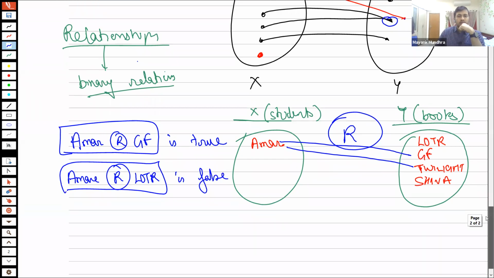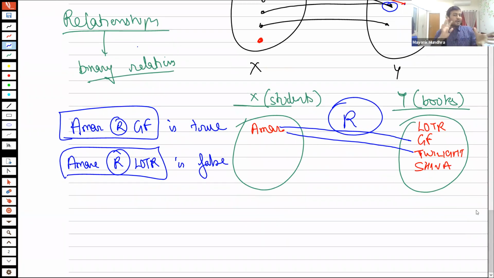Okay? So I can only compare two things at a time. So this reading relationship is a binary relationship. It takes one element from X, one element from Y, it brings them together and sees: has Amar read this book or not? If he has, then the relationship is true. If he hasn't, then the relationship is false. So it's as simple as that.